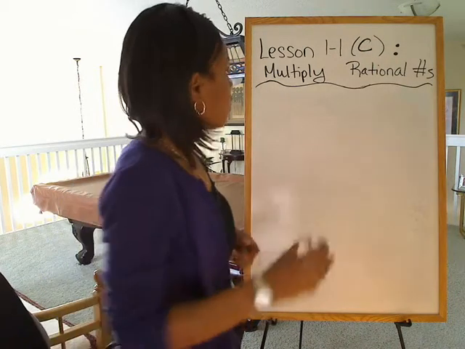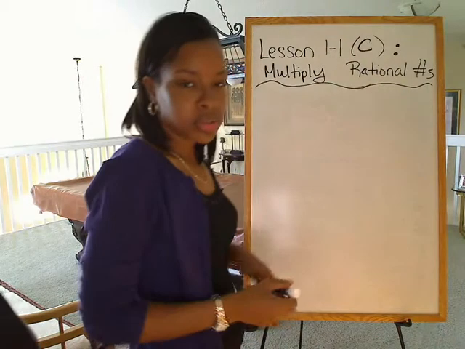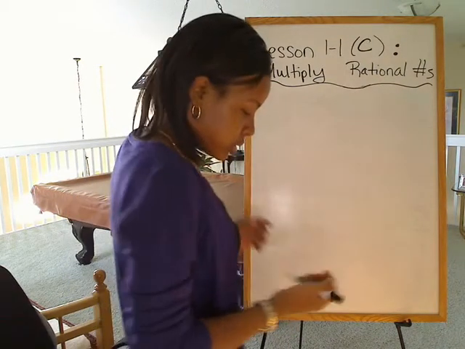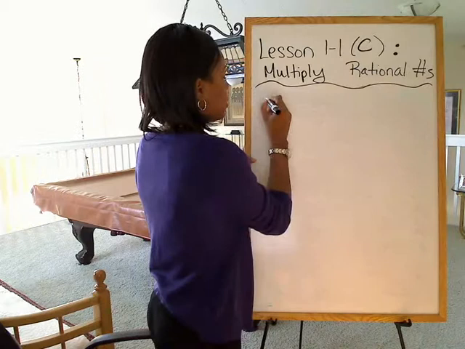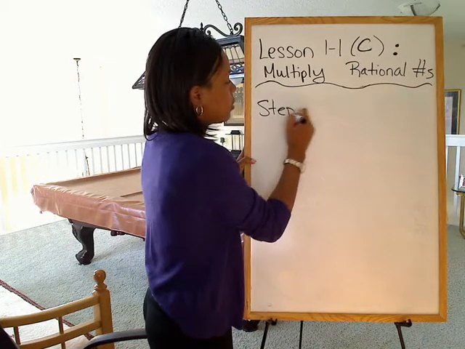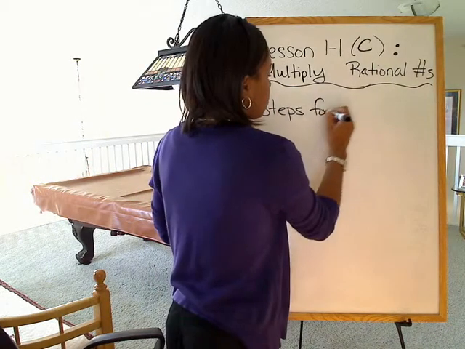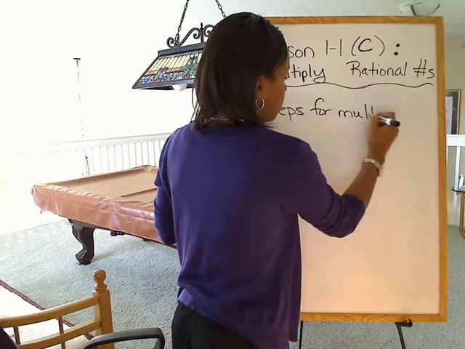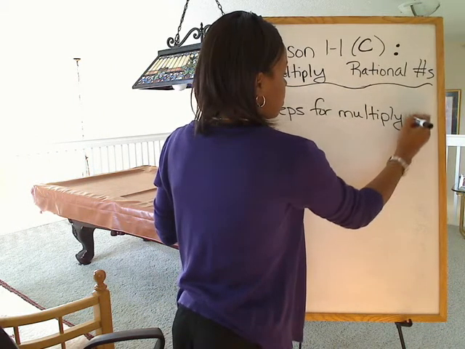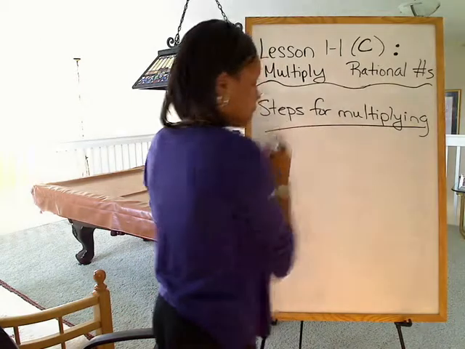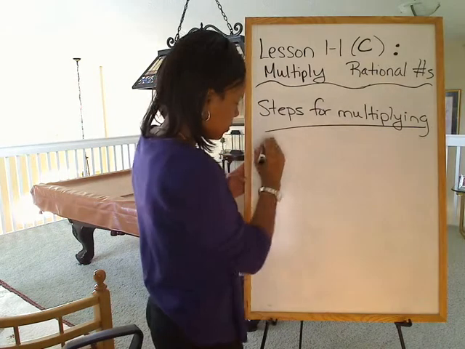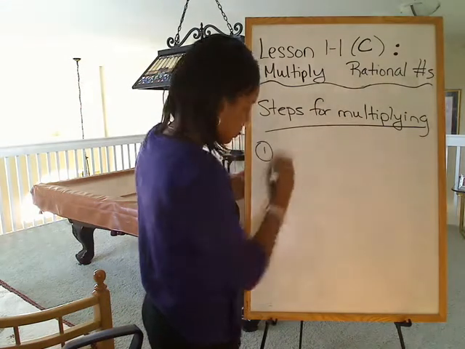Okay, so now we're on lesson 1-1C, multiplying rational numbers. I'm going to start out by giving you the steps for multiplying fractions, for multiplying rational numbers. And step number 1 is you multiply the numerators.